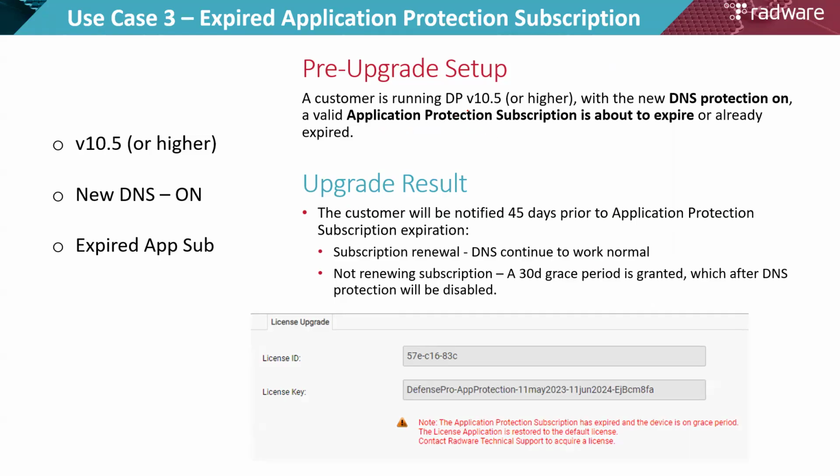Here again, the customer is running version 10.5 or higher with the new DNS protection on, has a valid application protection subscription, but it is about to expire. In that case, the customer will be notified 45 days prior to the expiry to kindly renew the subscription. If it is about to expire on 11th June, you will start getting notifications 45 days prior to this expiry date to update the application protection subscription, or otherwise the DNS protection will stop working. So do update it accordingly.